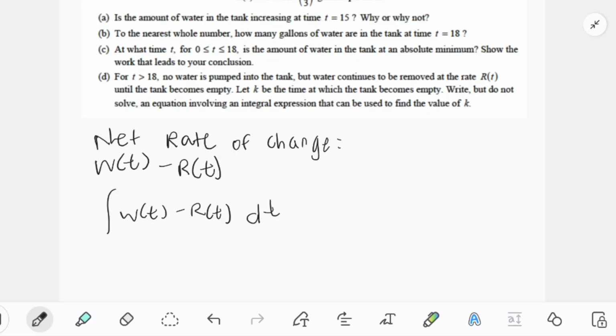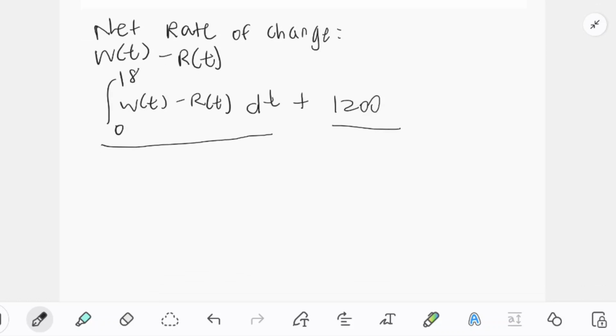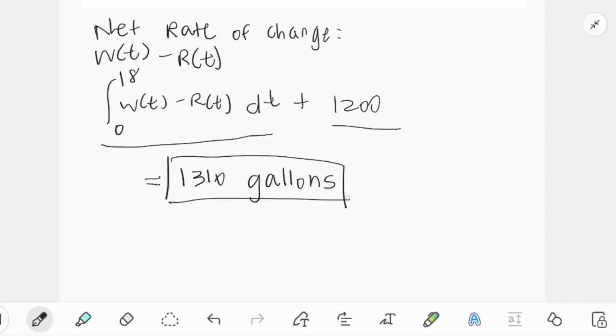So we first write this expression from t equals 0 to t equals 18. And we must not forget that we already had 1200 gallons at t equals 0. Adding the amount of water at t equals 0 to the amount that got added from then to t equals 18 would give us the total amount of water at t equals 18. Using your calculator, solve for this expression, and you should get 1310 gallons by rounding to the nearest whole number. This is the answer to part B.